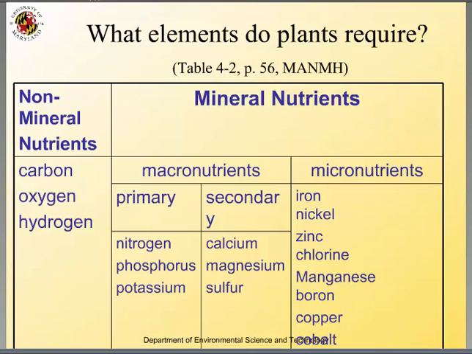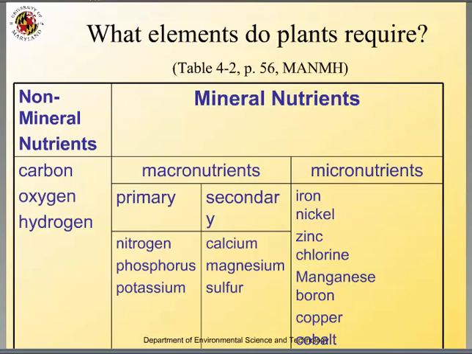In terms of mineral nutrients, we have some terminology you're going to want to be familiar with. We have nutrients called macronutrients. That means they're needed in relatively large amounts, typically expressed as percent on a dry matter basis. We have micronutrients, things that are needed in smaller amounts. Not that they're less needed, we just don't need as much of them. These typically are expressed in parts per million.